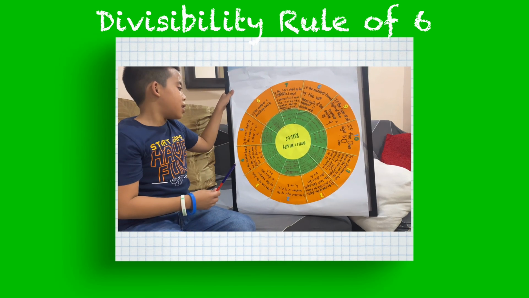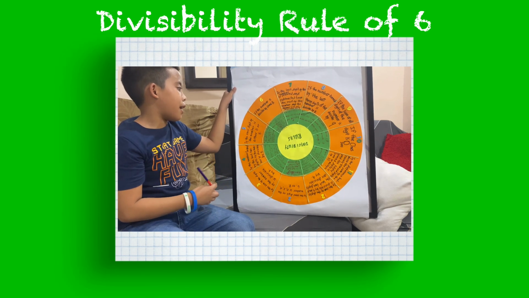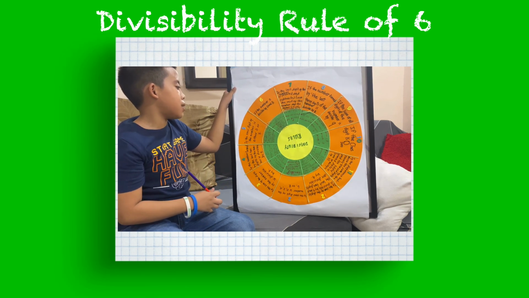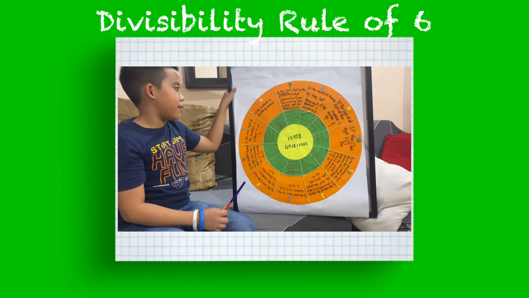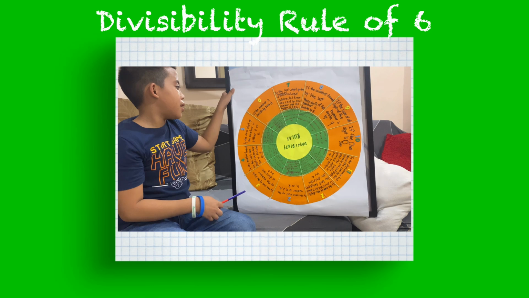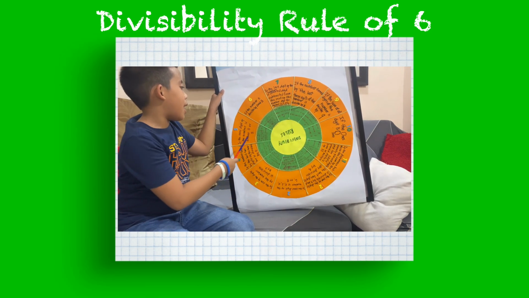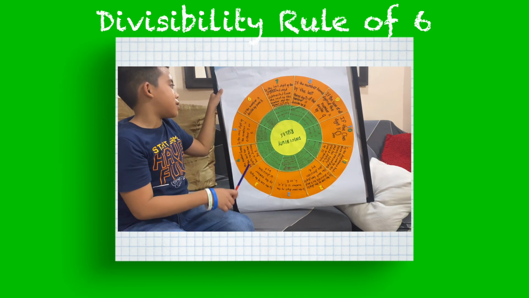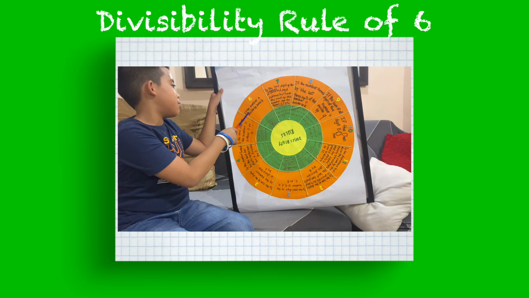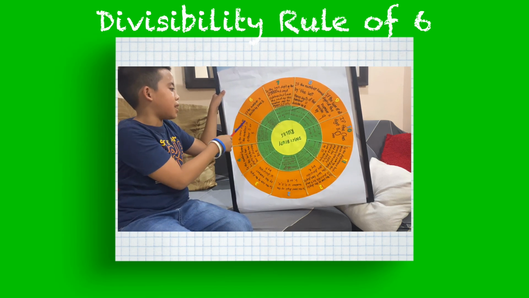The second example is 516. 5 plus 1 plus 6 equals 12. And 12 is divisible by 3. Therefore, it is divisible by 3. And the last digit is even. Therefore, it is divisible by both 2 and 3. Meaning, it is divisible by 6.